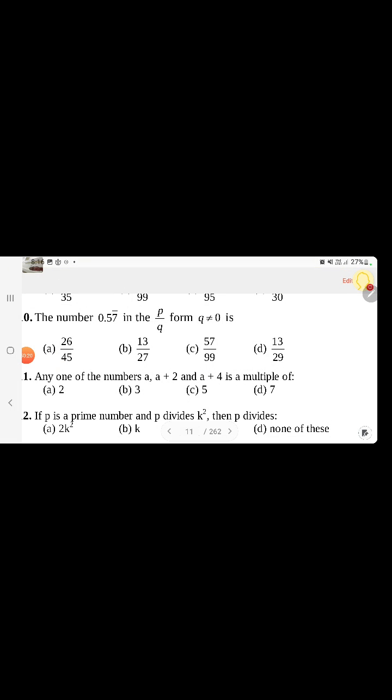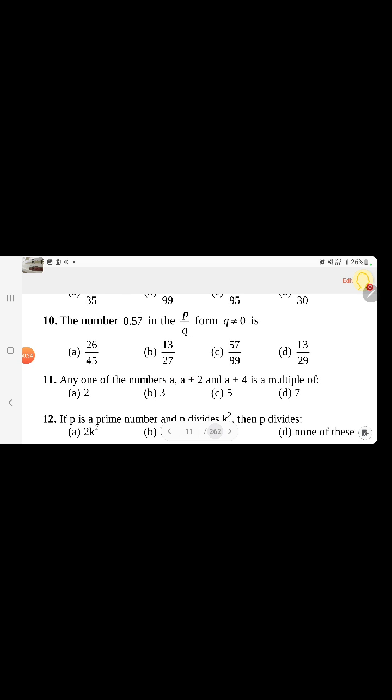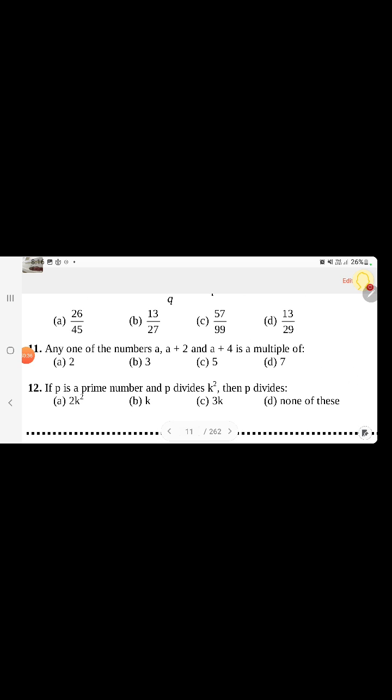Okay, and any one of the numbers a, a plus 2, a plus 4 is a multiple of 2, 3, 5, 7. So this is the multiple of what? You can apply here, put a equal to 2. So when you put a equal to 2, what you get? 2, 4, 6. Okay, so the numbers are multiples of 2.